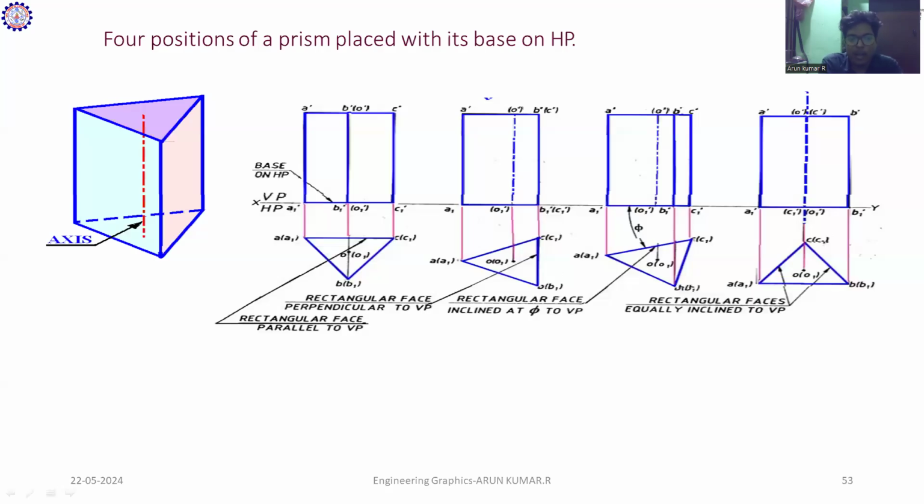Good morning. In this class, we will see different positions of the solid when it is based on HP. Here I take the example of the prism category, with the shape of a triangle. So here the four diagrams are there. These are the cases where you only have to consider the top view for the given solid.